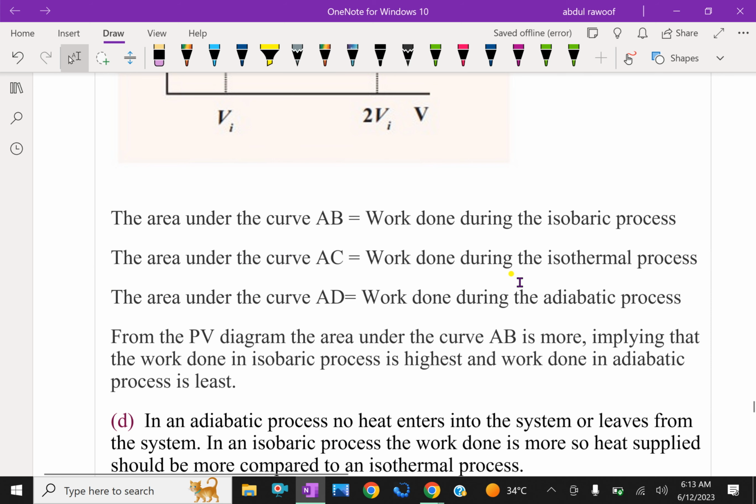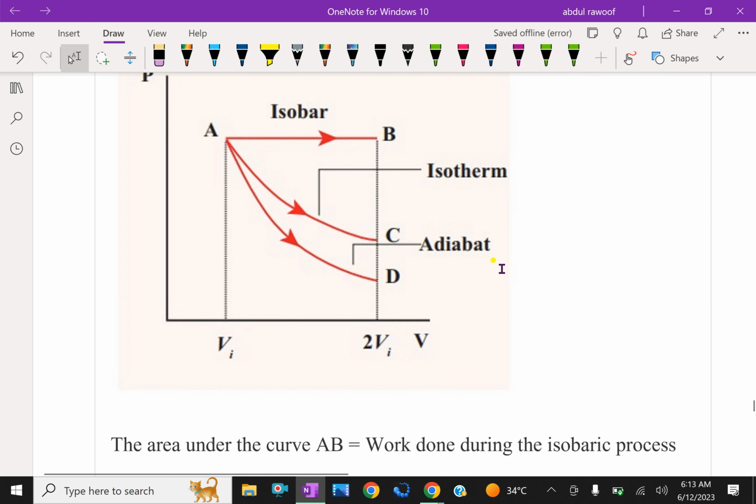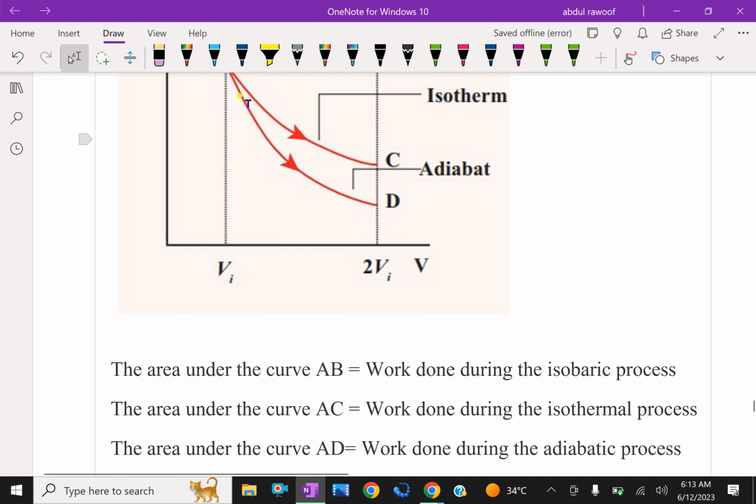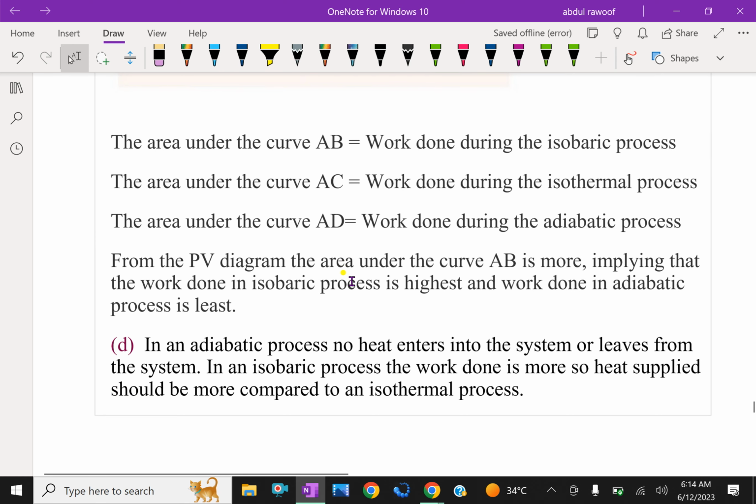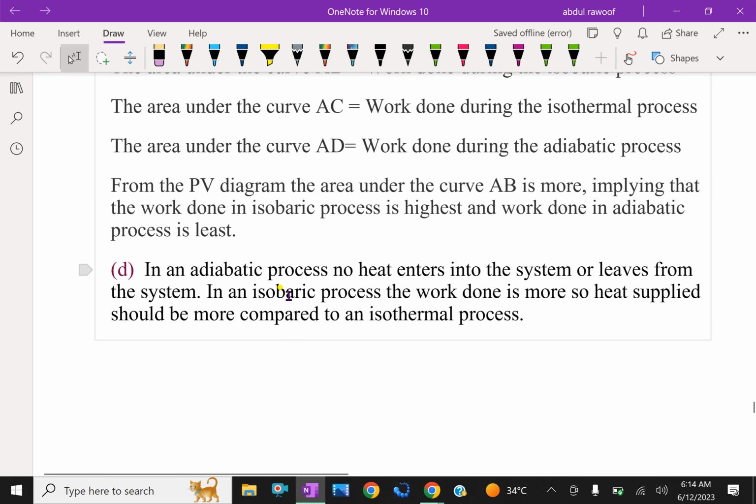The area under the curve AB is the work done during the isobaric process. The area under this curve gives the work done by the isothermal process. The area under this curve is the work done by the adiabatic process. In an adiabatic process, no heat enters into or leaves the system. In an isobaric process, the work done is more, so the heat supplied should be more compared to an isothermal process.